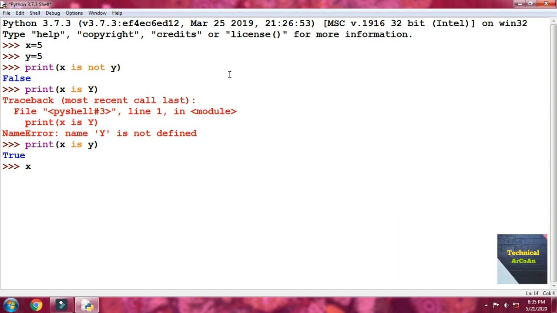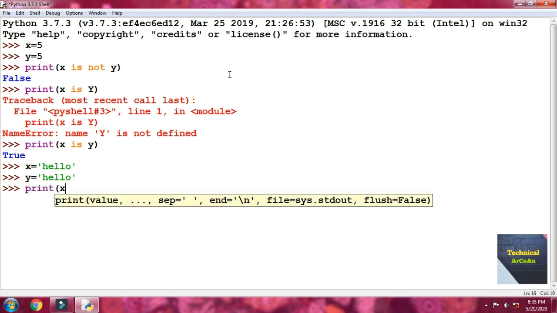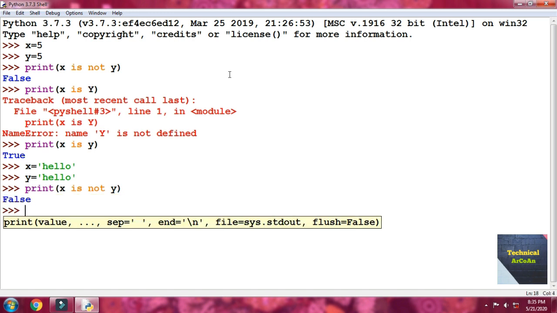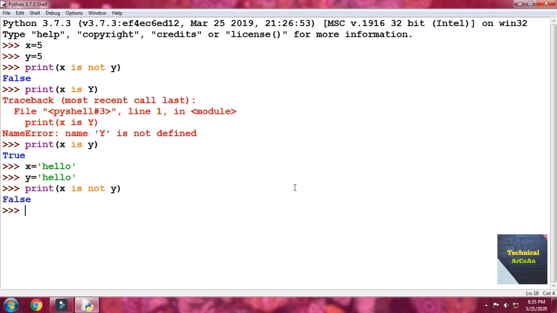Suppose I write x equal to, within single quotes, hello. Again I write y equal to, within single quotes, hello. Now if I write print x is not y, the output will be false. And the same way, if I write print x is y, it will print true.